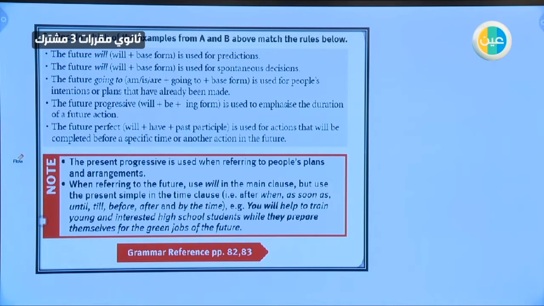In the time clause, I'm going to use what? Present simple. In the main clause, future. Example: you will help to train young and interested high school students. So this is the main clause, so use future with will. With time, while they prepare, we use present simple because of time words like while, after, and so on, okay?